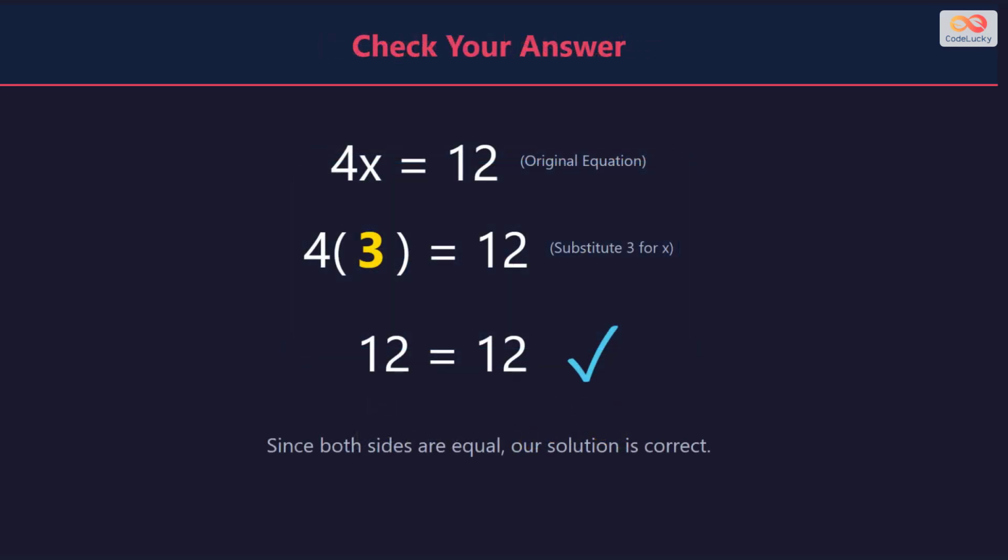It is always a good idea to check your work. We take our original equation, 4x equals 12, and substitute our answer, 3, in place of x. 4 times 3 is 12. Since 12 equals 12, our answer is correct.